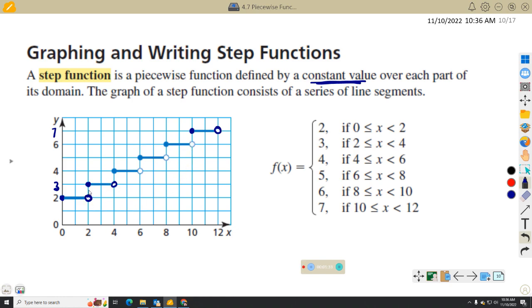Now notice one thing here is that we never have two solid dots overlapping each other. It's always an open circle in line with a solid dot. And like all functions, this would pass the vertical line test. All right? So this is our step function.